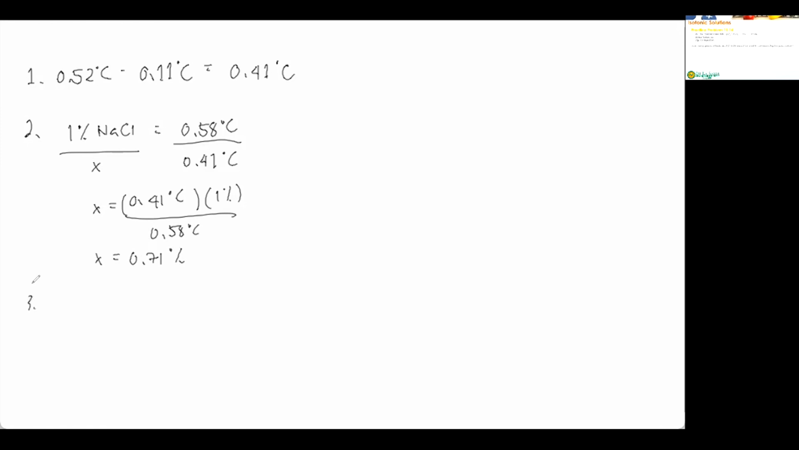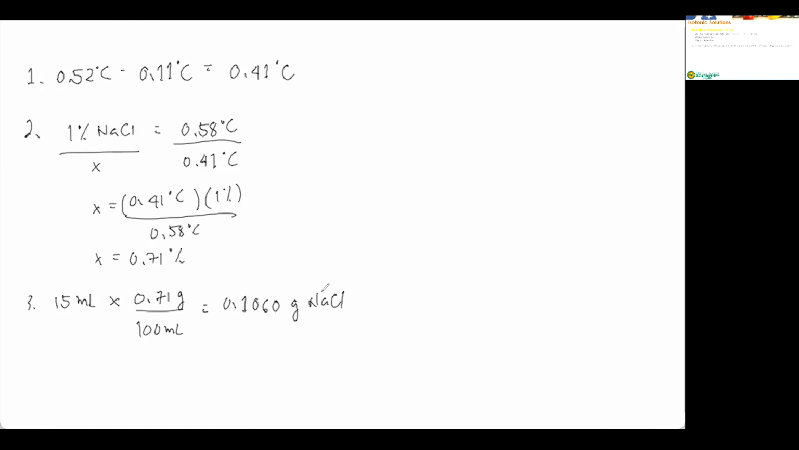The third step is we determine the amount of sodium chloride that is equivalent to this concentration if the volume is 15 milliliters. So we multiply 15 milliliters by 0.71 gram divided by 100 milliliters. So we have 0.1065 gram of sodium chloride.